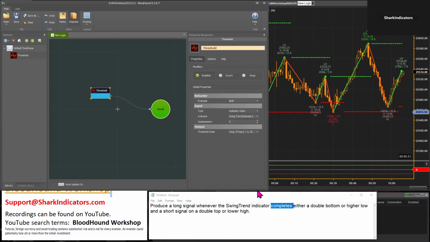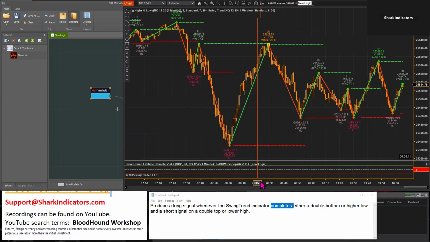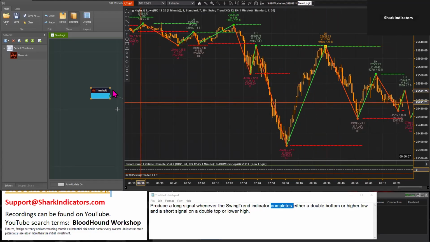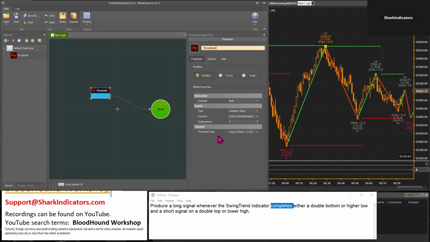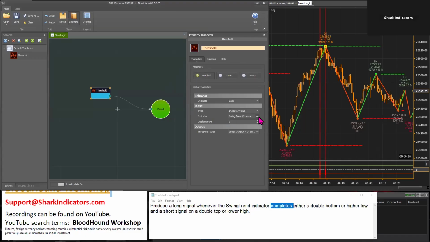Back to finding those double bottoms and double tops after they've completed. So let's see if we have anything marked up on the chart. I'm expecting that to be marked up. There we go. All right, let's go back here.